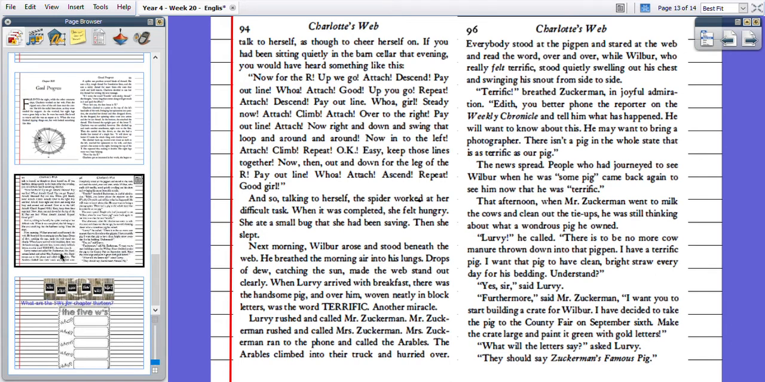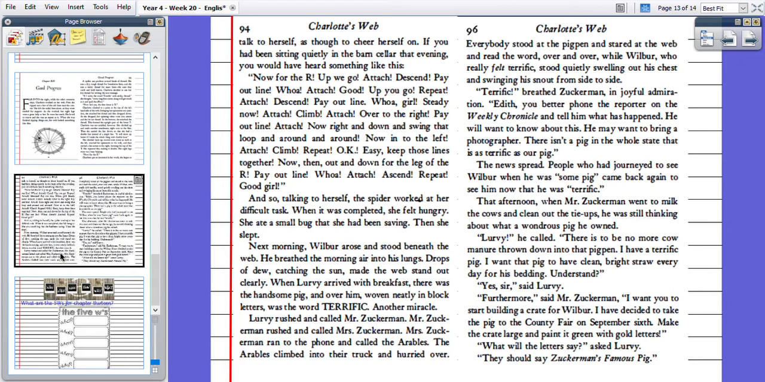cheer herself on. If you had been sitting quietly in the barn cellar that evening, you would have heard something like this. Now for the R. Up we go. Attach, descend, pay out line. Whoa, attach, good. Up you go. Repeat, attach, descend, pay out line. Whoa, girl. Steady now. Attach, climb, attach. Over to the right. Pay out line, attach.